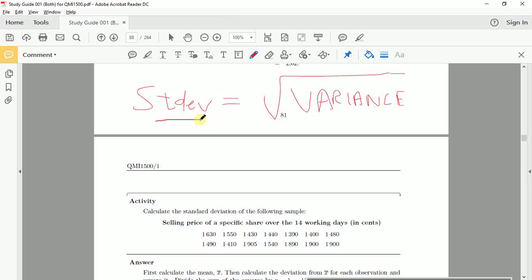That's standard deviation. If I square root the variance, I get the standard deviation. Or if I square the standard deviation, I'm going to get the variance. That's something that you need to learn. The calculator won't do that for you. The calculator will give you standard deviation, and then you need to square it to get the variance.